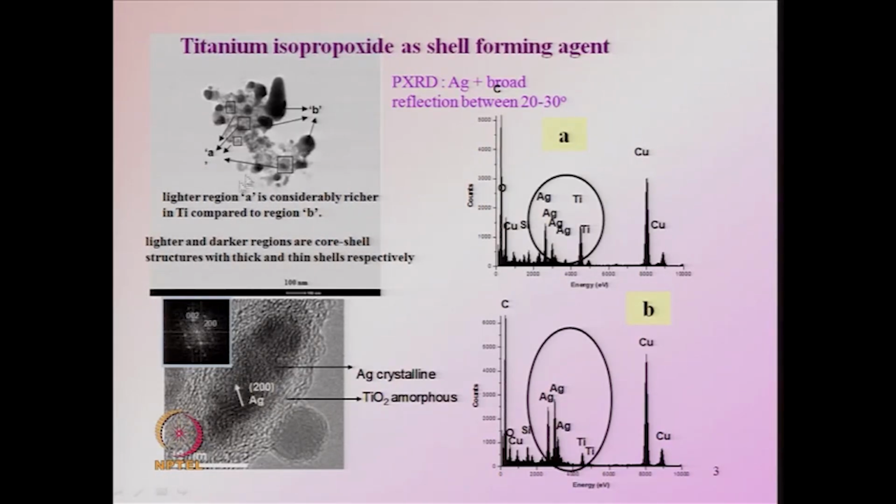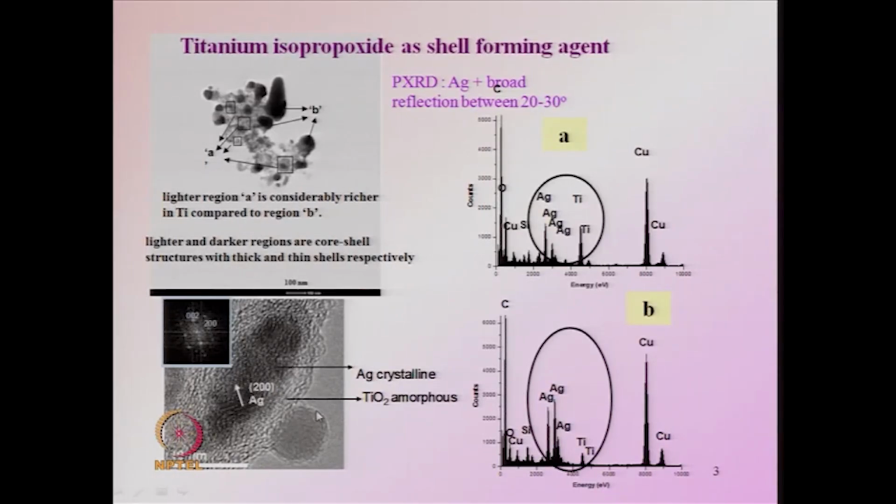If you look at the high resolution picture, it is more clear, where you can see inside is the silver nanoparticle, on top of which there is the shell which is made up of titanium dioxide. So, we had yesterday discussed how you can identify what is the core and what is the shell, that is by doing an EDAX analysis of the core and the shell.